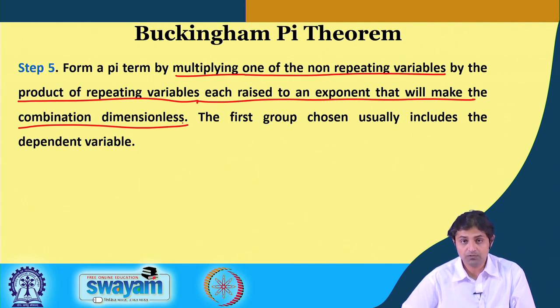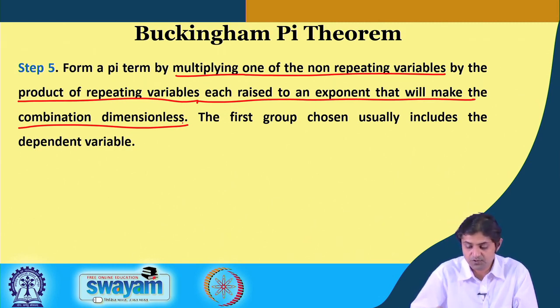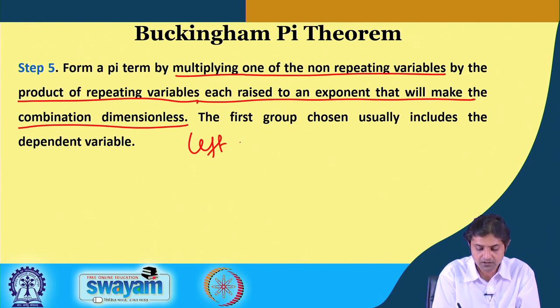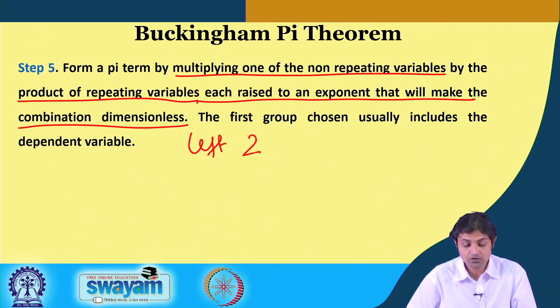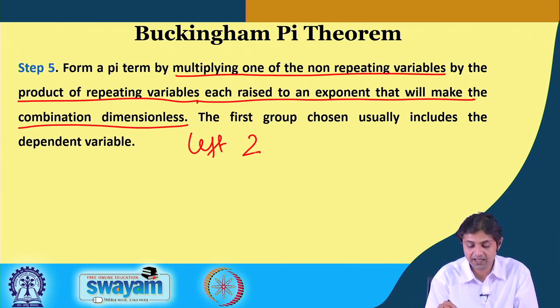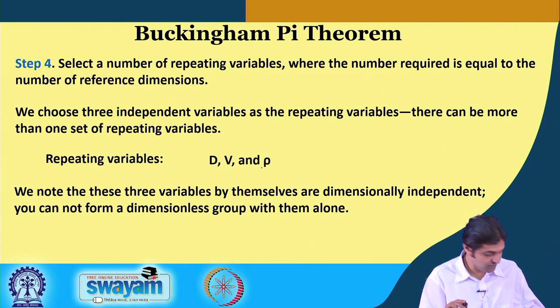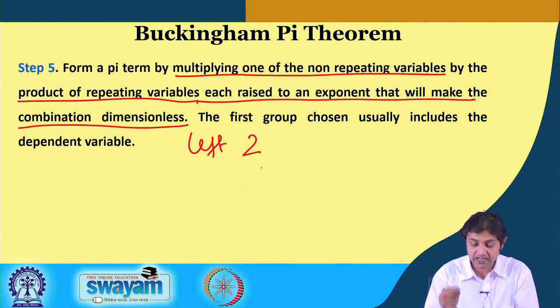So, in our particular case we had 5 variables: pressure drop per unit length, mu, d, rho and v. We chose 3 as repeating variables, which means we were left with 2, correct. So, the first pi term will be formed by multiplying one of these. Out of the left 2 we will multiply 1. We have d, v and rho as repeating.